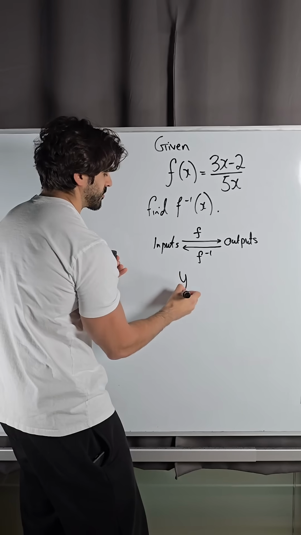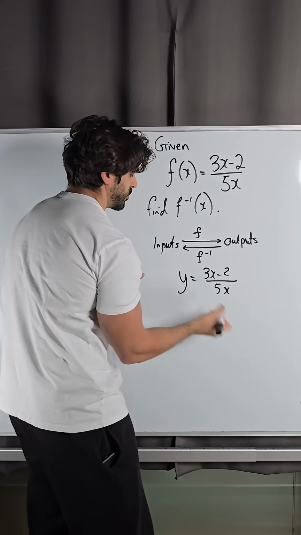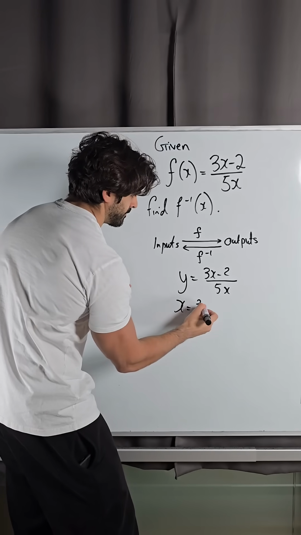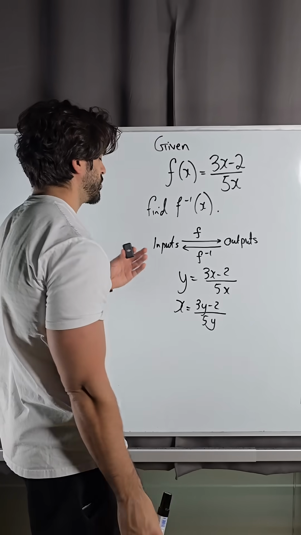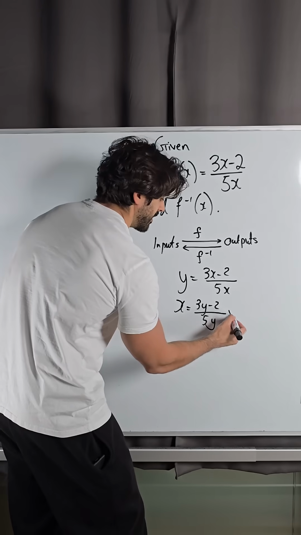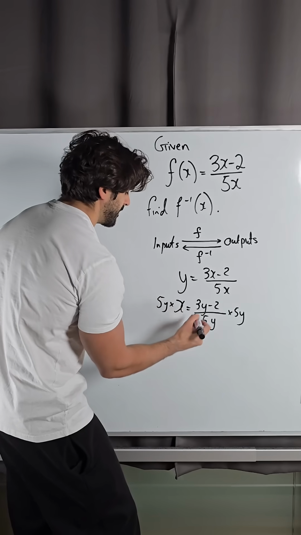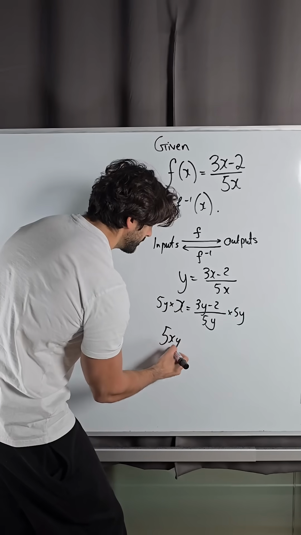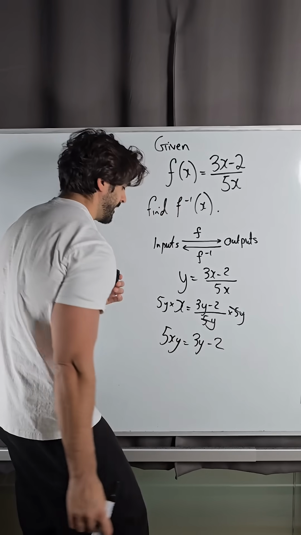So we rewrite f of x as y is 3x minus 2 over 5x. Switch the x and the y. And then we need to rearrange for y, okay? Now the way we do that is I'm going to get rid of denominators. I'm going to multiply both sides by 5y. So we get 5xy. That cancels, 3y minus 2.